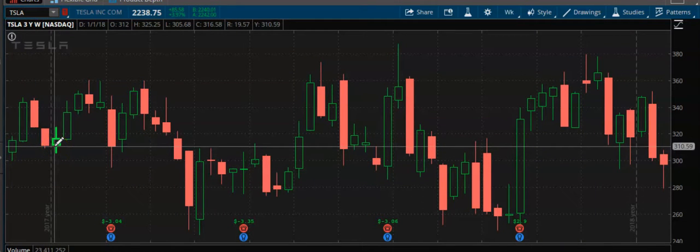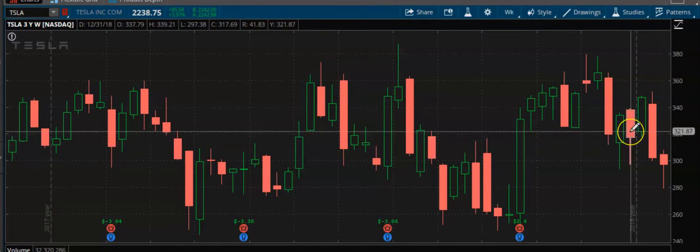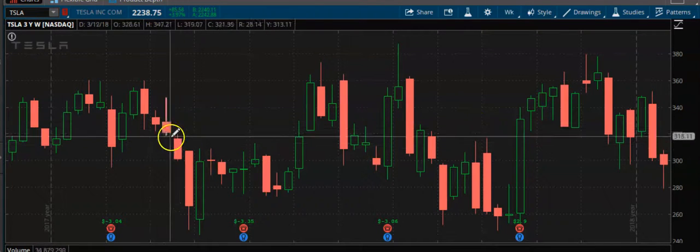You can see we started on 1/1/18. We opened right at the 312 mark. I'm just reading up here. The open is 312, and then to end the year, on 12/31/18, our close was 317. So it went up a little bit throughout the year, but not much. But during the year, it gave us a lot of volatility.